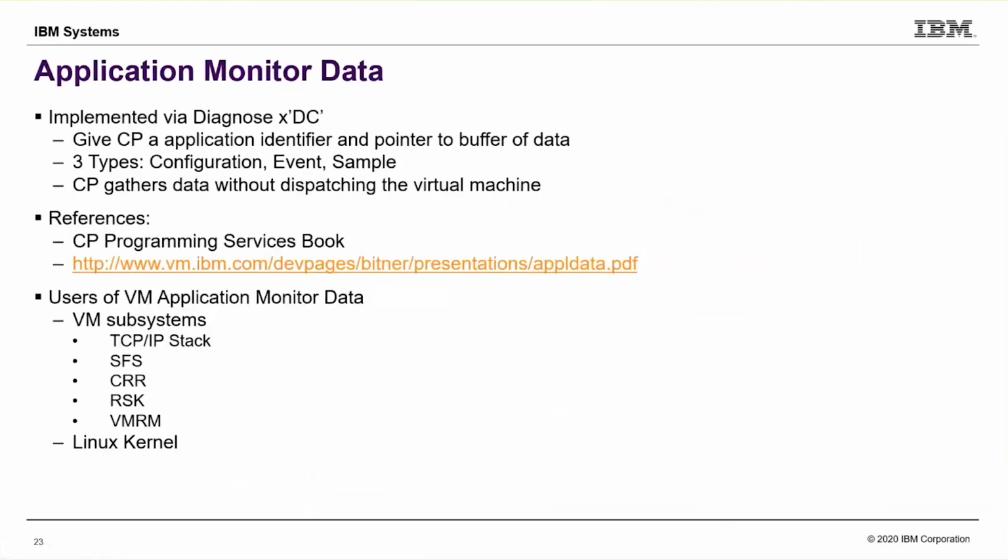All right, application data. This is a way for a virtual machine to pass data into the monitor data stream. It's set up via a diagnose called Diagnose DC, right? And it's basically a way of telling VM, hey, I have some performance data in my virtual machine. When you collect that other sample stuff, would you mind getting my data as well? And so, the TCP/IP stack uses that, shared file system uses it, Linux will use it, VMRM itself, the VM Resource Manager does that, and so forth, okay?